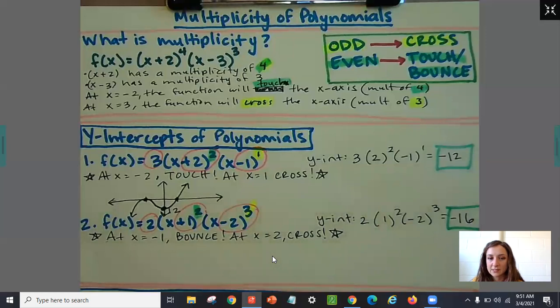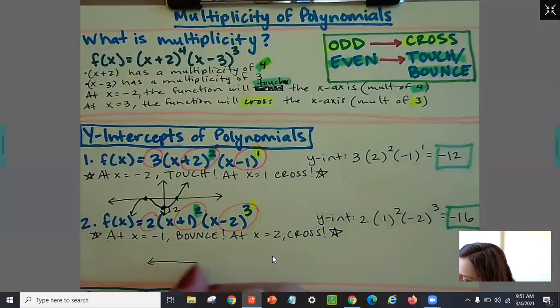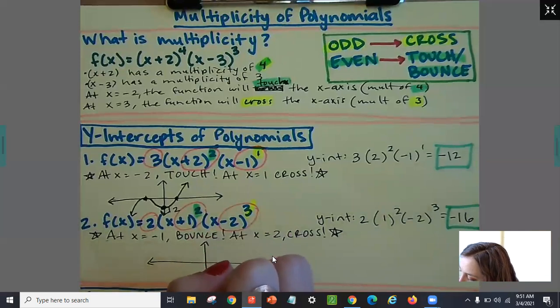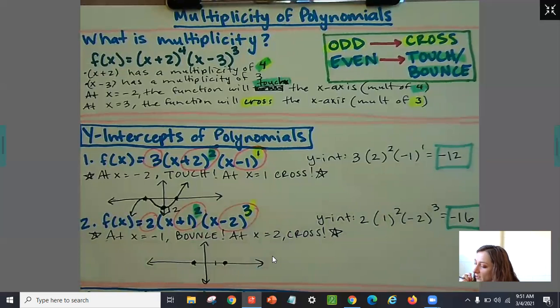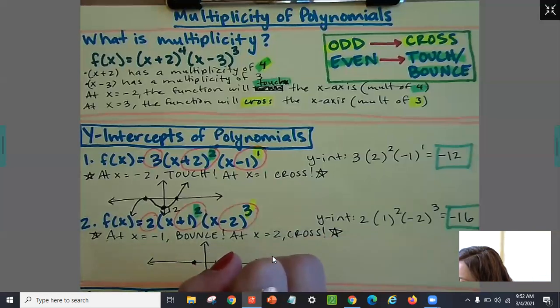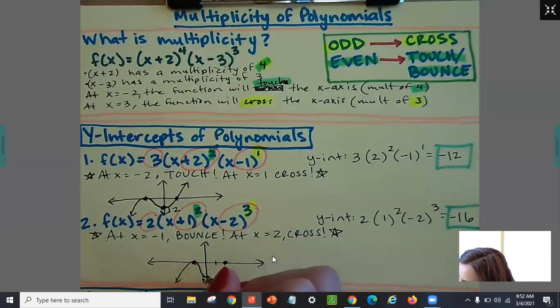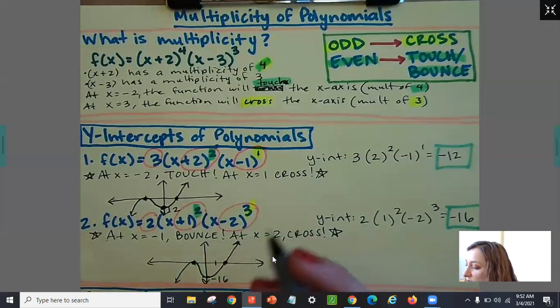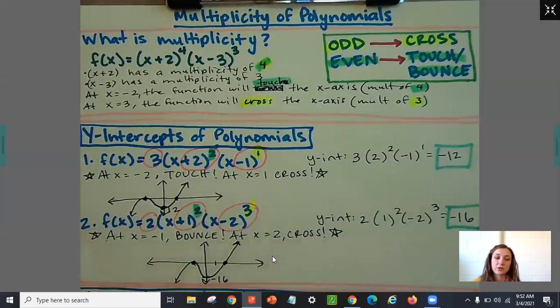All right, and now we can sketch our graph here. This graph is going to go through -1 and +2. At -1, it's going to bounce, and then at 2, it's going to cross. So we are going to also go through -16 on the y-axis. We're going to bounce at -1, go to -16, and then cross at 2. So this is what our function should look like approximately.